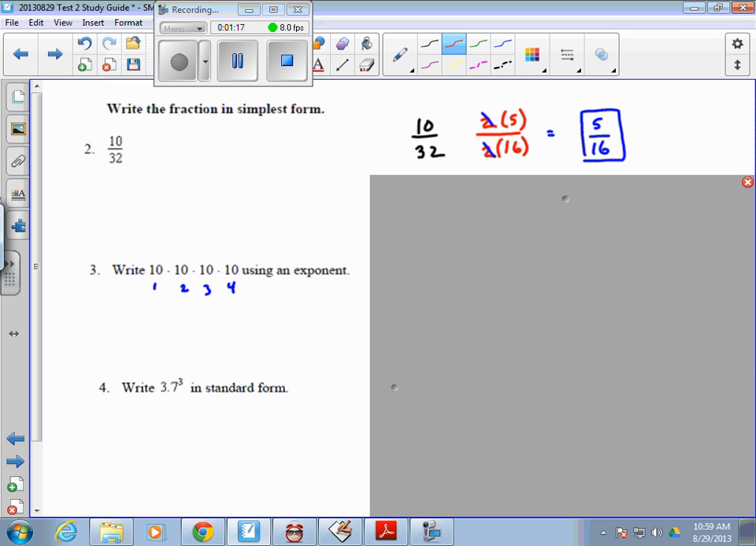3 says write 10 times 10 times 10 times 10 using an exponent. Count how many you got to make sure you're good. 1, 2, 3, 4 of them. 10 to the 4th power.